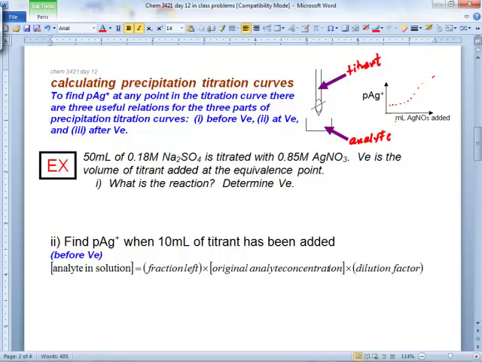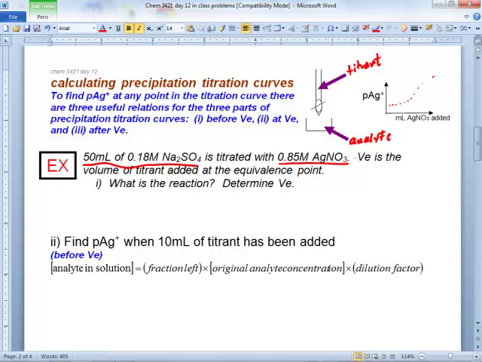It says 50 mL of 0.18 molar sodium sulfate is titrated with 0.85 molar silver nitrate. So which one is my titrant? The Na2SO4? The titrant's got to be the one in the burette. That's the one you're figuring out the volume of. Yeah, the AgNO3.